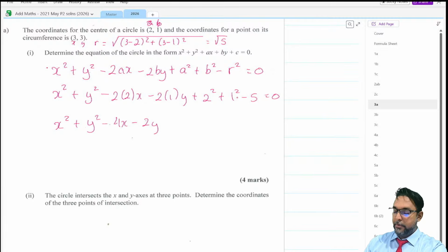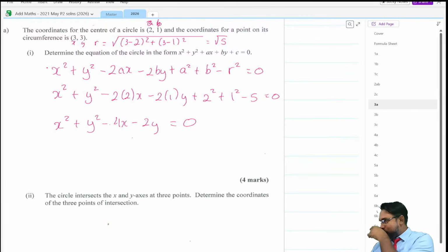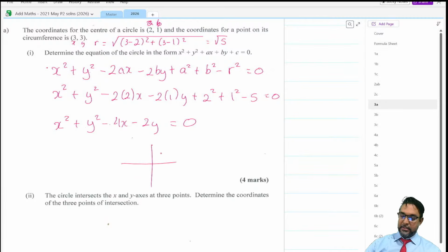Two squared is 4 plus 1 is 5 minus 5 is 0. So we just have that. The circle intersects the x and y axes at 3 points. Determine the coordinates of the point of intersection. So for it to be 3 points, it has to be through the origin. Right? If you imagine a circle, imagine shifting it anyway. The only way to cut just 3 points is if it passes through the origin.